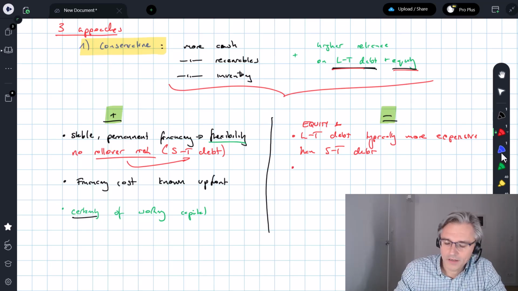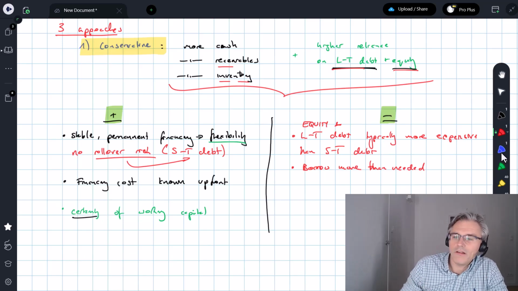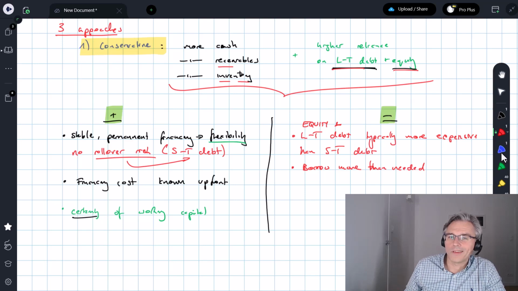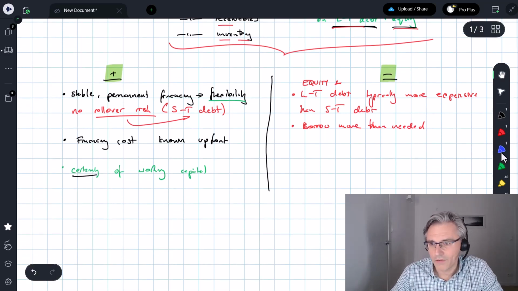Another problem here is we actually borrow more than needed, because we're trying to keep a buffer, to have that flexibility, more receivables, more inventory. So you actually hold more than you need. So you borrow additional money just to have that buffer, just to have that flexibility, and you're obviously paying the bill for it in terms of higher interest.